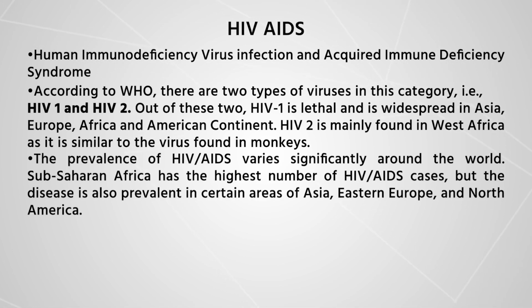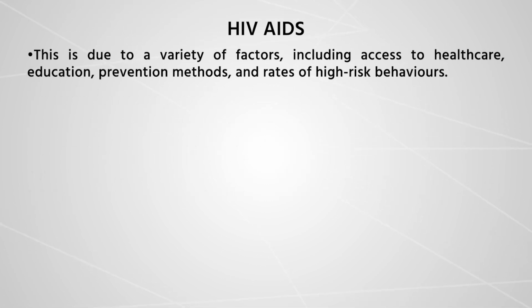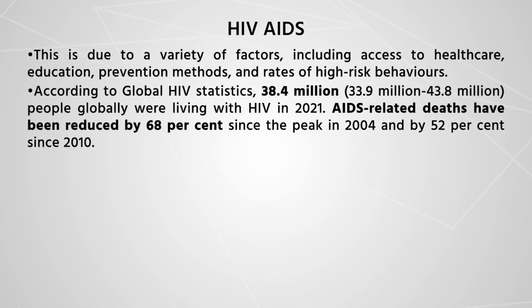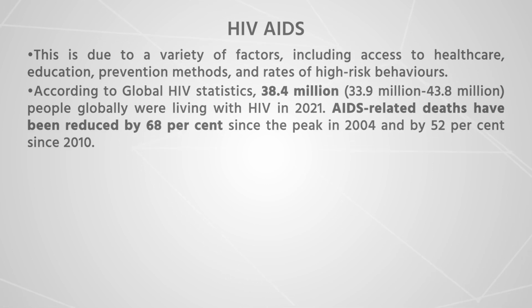The prevalence of HIV/AIDS varies significantly around the world, and sub-Saharan Africa has the highest number of HIV/AIDS cases. But the disease is also prevalent in certain parts of Asia, Eastern Europe and North America. Now, this is due to a variety of factors including access to healthcare, education, prevention methods and rates of high risk behaviors. According to global HIV statistics, 38.4 million people globally were living with HIV in 2021. AIDS-related deaths have been reduced by 68% since the peak in 2004 and by 52% since 2010.